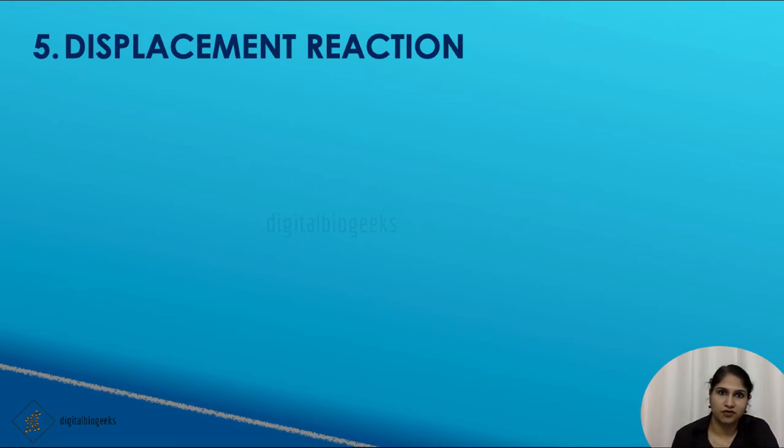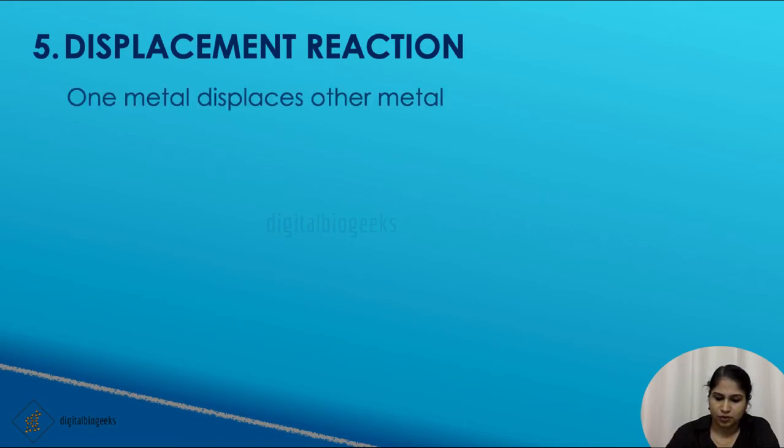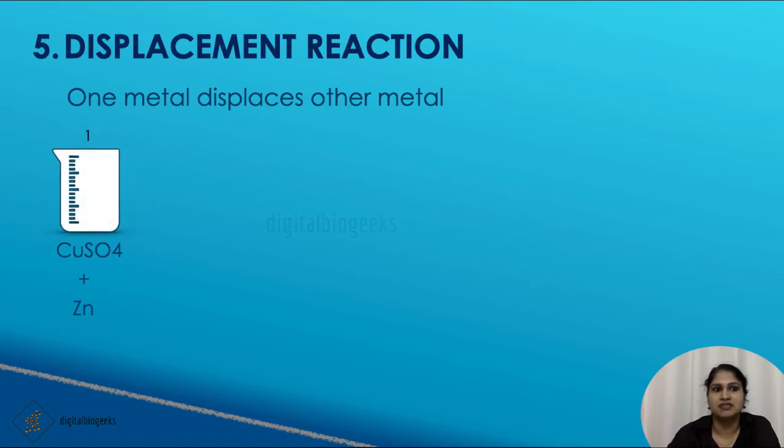Now, displacement reaction. Displacement reaction is nothing but an active metal displacing a weaker metal. One metal displaces another metal. Let's see an experiment. First, take a beaker and add some copper sulfate into it. This copper sulfate is a blue color solution. Now, to this add some zinc. What will happen? The color will change to colorless.